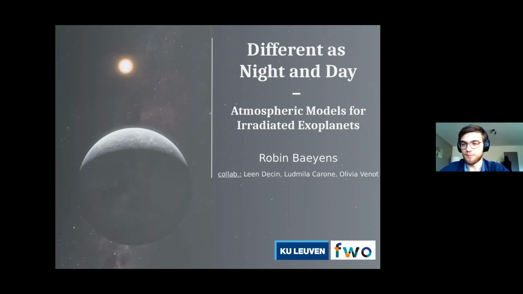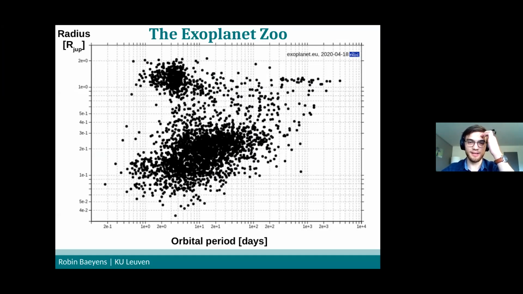I will be telling you a little bit more about my research, which is on the modeling of exoplanet atmospheres. I start by showing a similar picture to the one that Professor De Freire showed last week, where he plots all the known exoplanets on a diagram with orbital period on the x-axis and the radius.